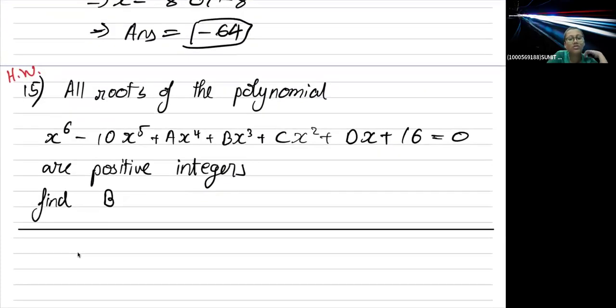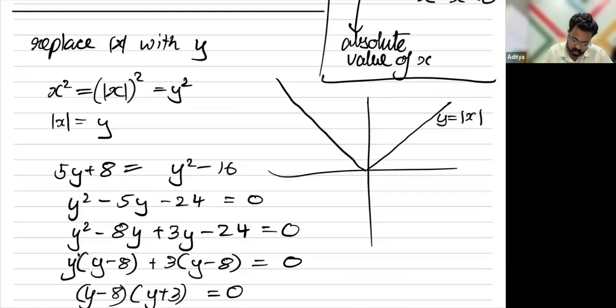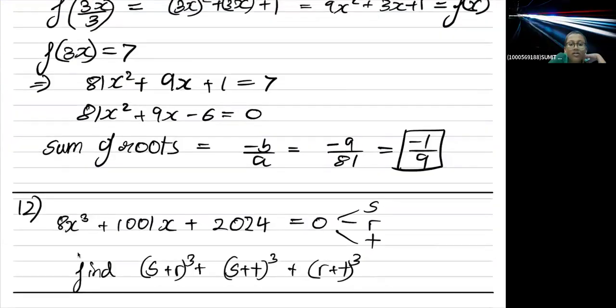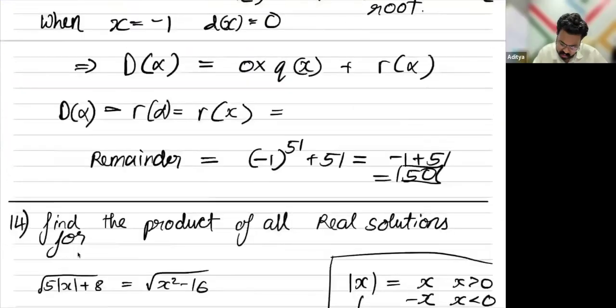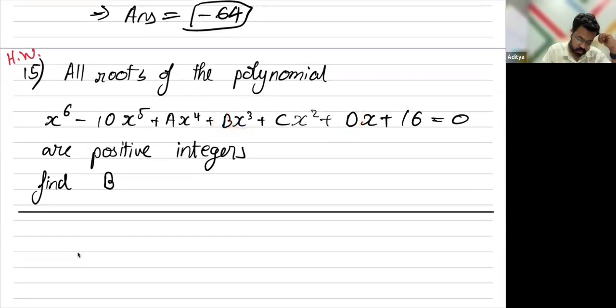So what is B? Okay, sir, B is the coefficient of x cube. Sir, and that is D or 0, what? This is D. Okay.